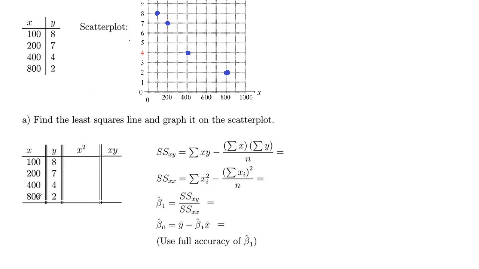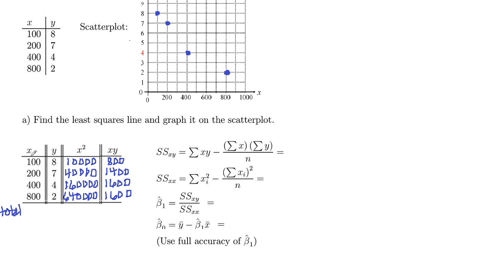And in this column, you would square all those x coordinates. So you'd get 10,000, 40,000, 160,000, and then 640,000. And then x times y, you just multiply straight across. 100 times 8, 800. 200 times 7, 1,400. 400 times 4, 1,600. And 800 times 2, also 1,600. And then you total up here on the bottom.